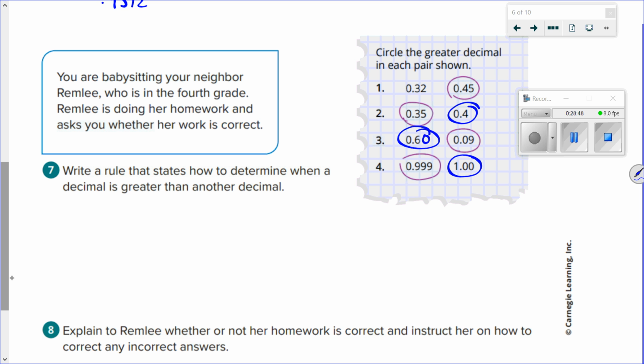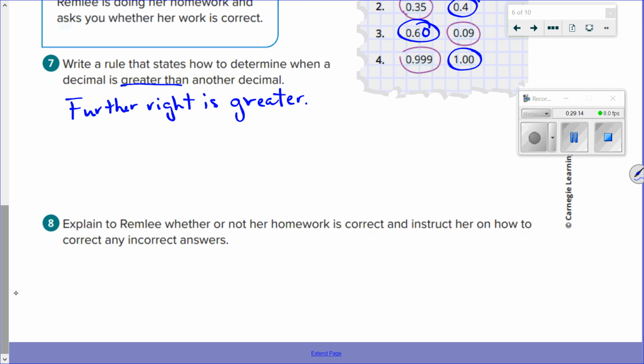Yeah, she missed 3 out of the 4, right? Okay? So write a rule that determines when a decimal is greater than another decimal. That's the same rules we just used, right? If I'm looking for greater than, further right is greater. Explain to Remley whether or not her homework is correct and instruct her on how to correct any incorrect answers. Like we did that as we were talking through it. Anybody have any questions on any of those 3 that we corrected? No. Okay, let's turn our page.